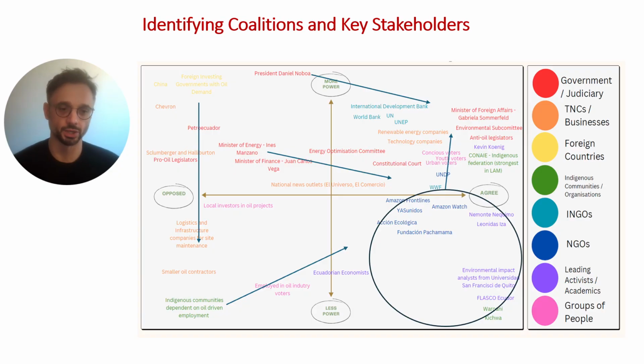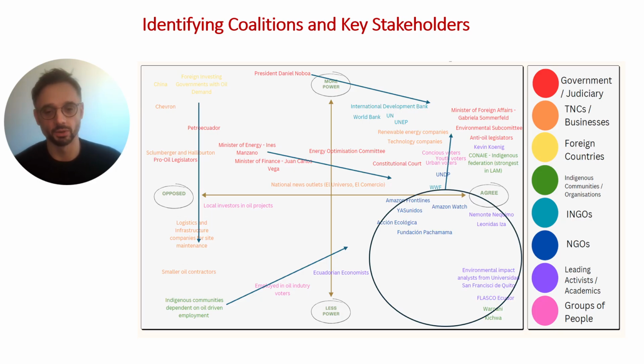Continuing our exploration of the hypothetical influencing strategy from Ecuador, we can see that the activists have used arrows to indicate where they might need to design nuanced influencing tactics to change the balance of power. For example, you can see on the top left that they need to reduce the power of countries with an interest in oil mining in Ecuador.